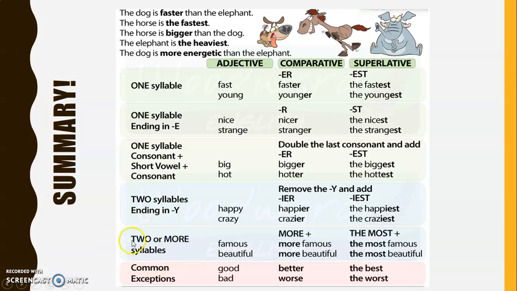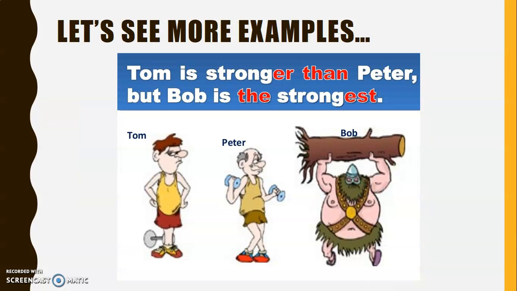And if we have long adjectives that are two or more syllables, for example, beautiful, we add more or the most. So we can say more beautiful than or the most beautiful. And there are exceptions or irregular adjectives that are good, that changes into better and the best, bad, worse, and the worst. So, the last example.